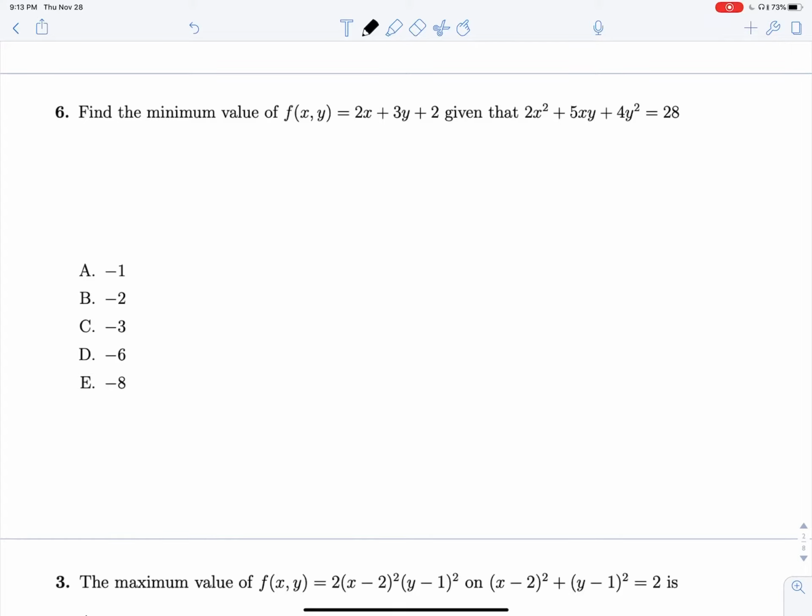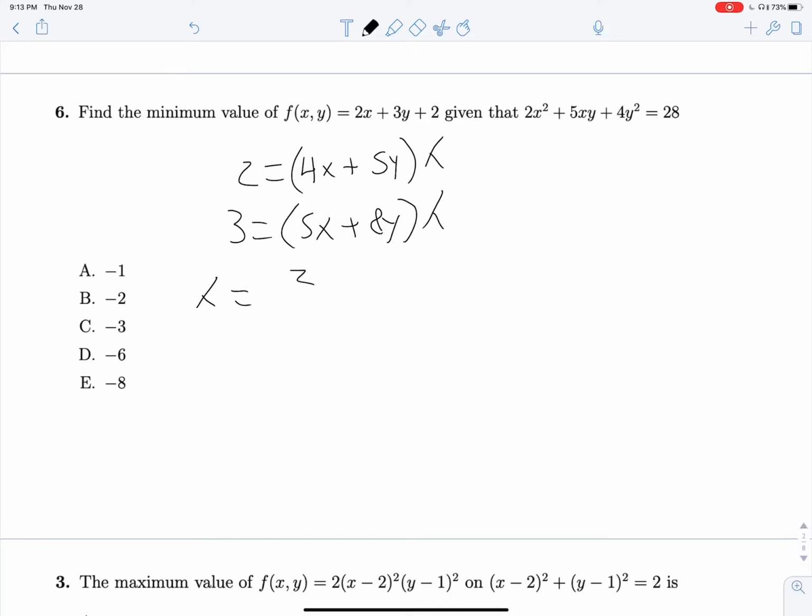So we'll see that 2 is equal to 4x plus 5y, all multiplied by lambda, and 3 is equal to 5x plus 8y, that's terrible parentheses, all multiplied by lambda. And so we can say that lambda is equal to 2 over 4x plus 5y, and that lambda is equal to 3 over 5x plus 8y.